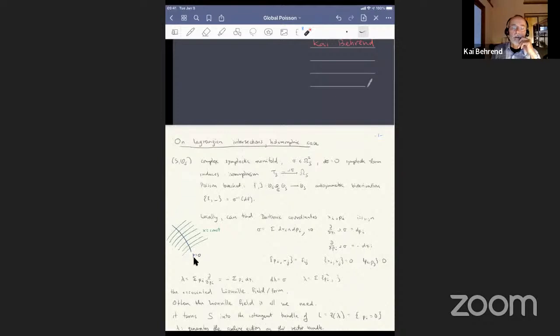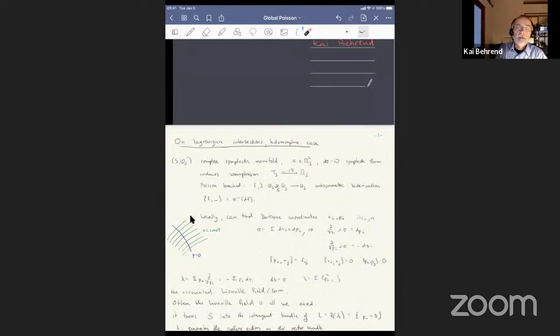And locally, what's most important about the Darboux coordinates for me is that they give a one-form, which I'll call lambda, such that d lambda is equal to sigma. In Darboux coordinates, I can choose lambda to be this: the sum of p_i dp_i. So this is the one-form.